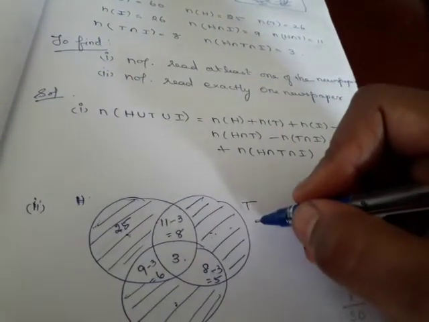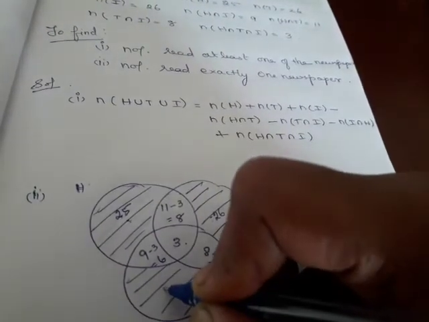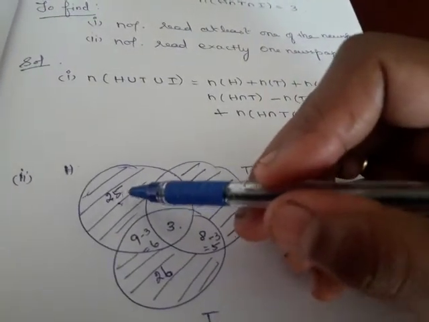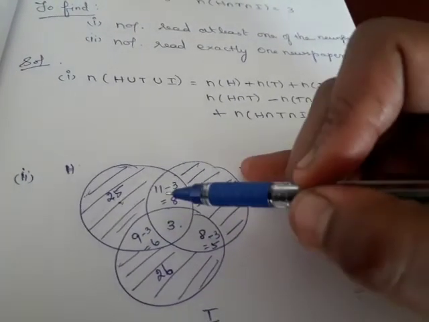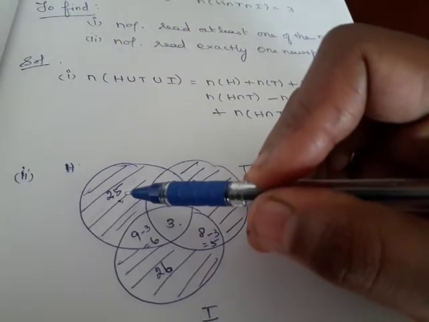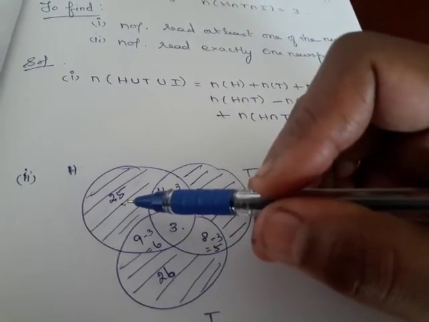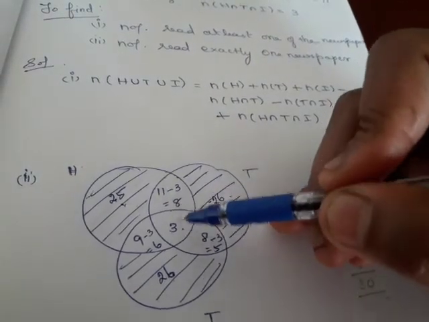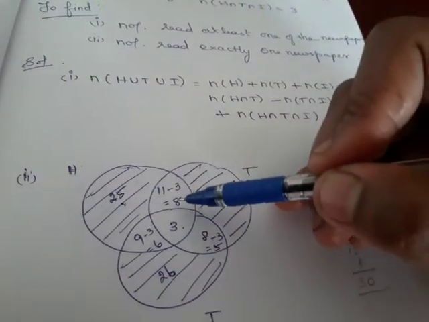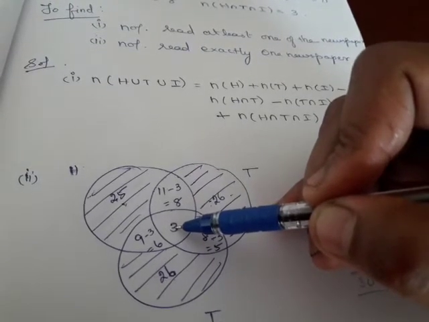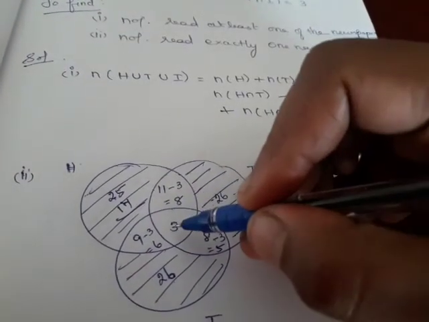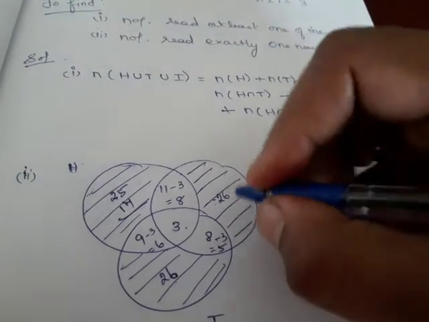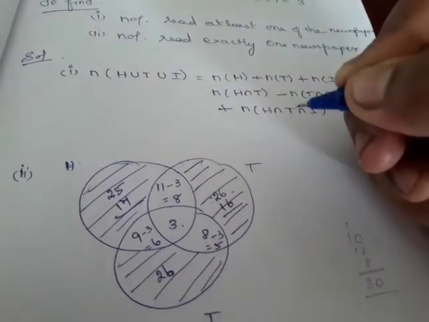Here T alone 26 and I also 26. Again, this 25 includes this 11, 3 and 9. So immediately we need to subtract that from this 25. Which number will you subtract here? You need to add all the 3 and subtract. What is 8 plus 3? 11. 11 plus 6 is 17. So subtract 17 from 25. Similarly here, 8 plus 3 is 11. 11 plus 5 is 16. So subtract 16 from 26.